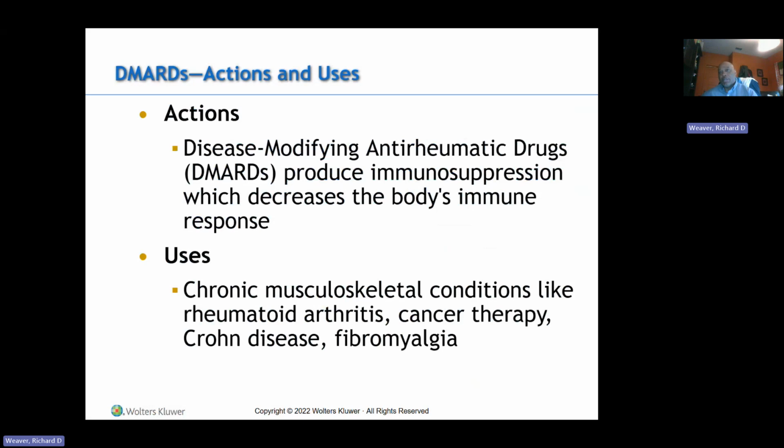Now, other autoimmune diseases that are treated with these DMARD drugs are your Crohn's disease, which is believed to be autoimmune in nature, as well as fibromyalgia. Now, methotrexate, which is also a DMARD drug, is also used in cancer treatment, in which the immunosuppression, because when these drugs are used on anyone, even with cancer patients, it is considered an adverse reaction rather than its intended effect.